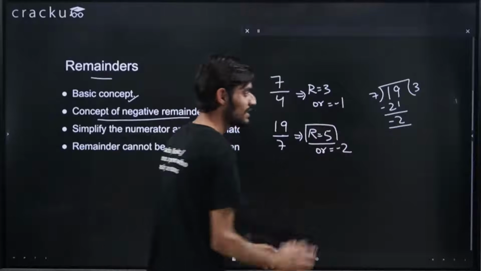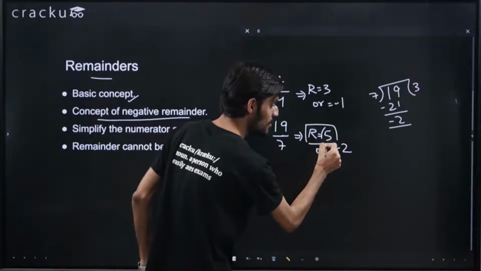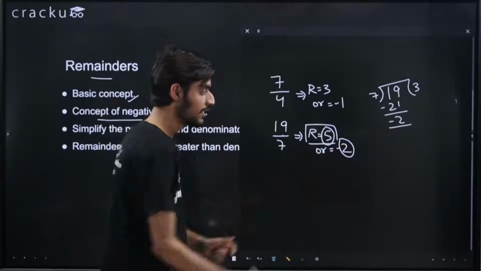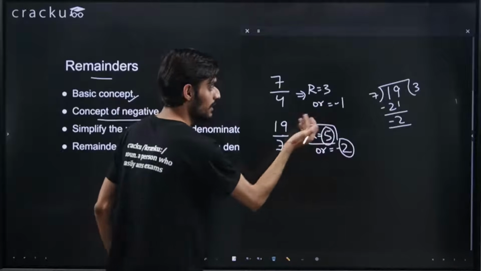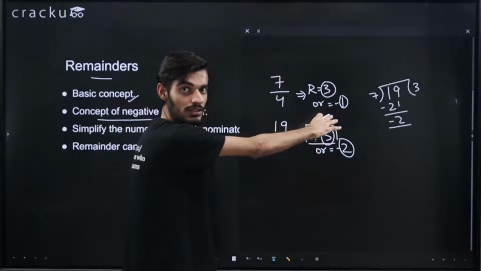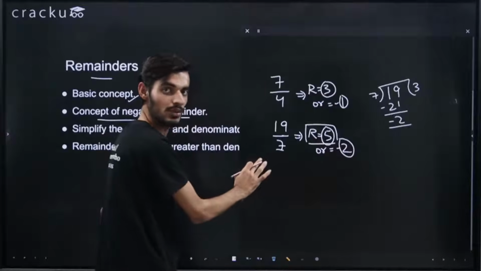One more thing you need to notice here is the summation of the positive remainder and the negative remainder. Just look at the magnitude, not the sign. Their sum will always be equal to the divisor. That is 3 plus 1, just the magnitude, not the sign, so 3 plus 1 will be equal to 4. 5 plus 2 will be equal to 7.